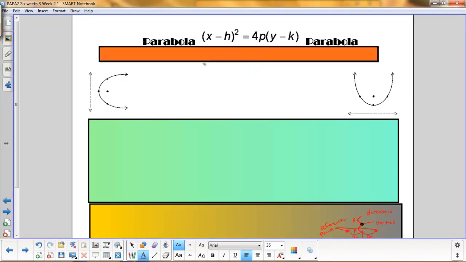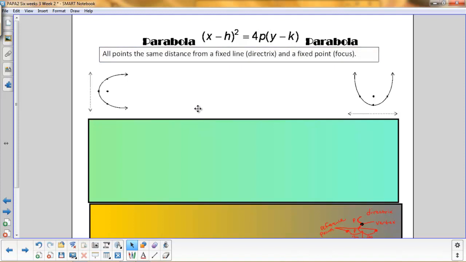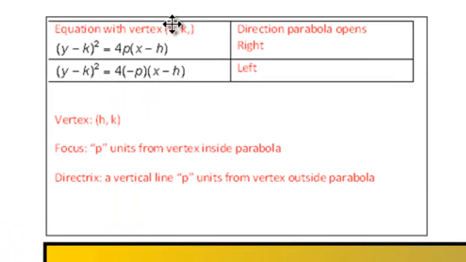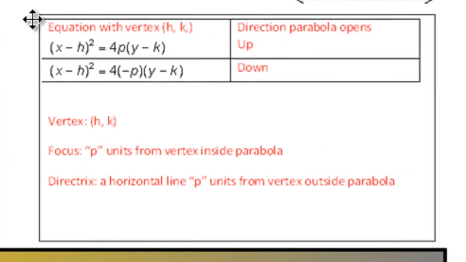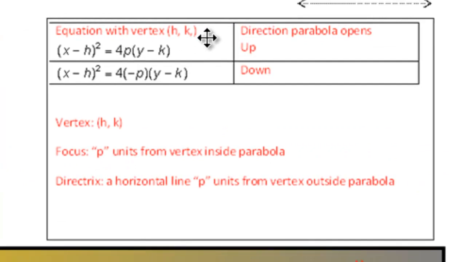A parabola is all points that are the same distance from a fixed line, which is called the directrix. You'll see it here. And a fixed point, which is called the vertex here. All right, there are 2 types of parabolas. You're either going to have one that is horizontally oriented, left and right, or vertically oriented, up and down.